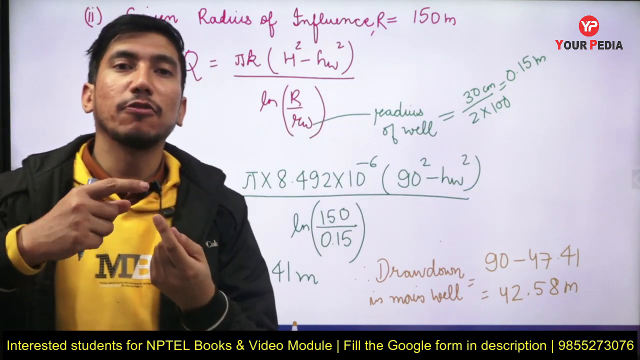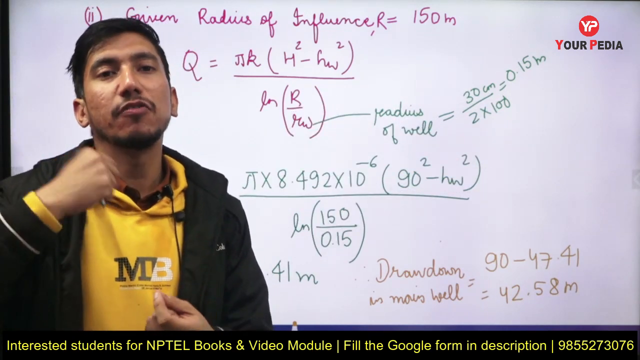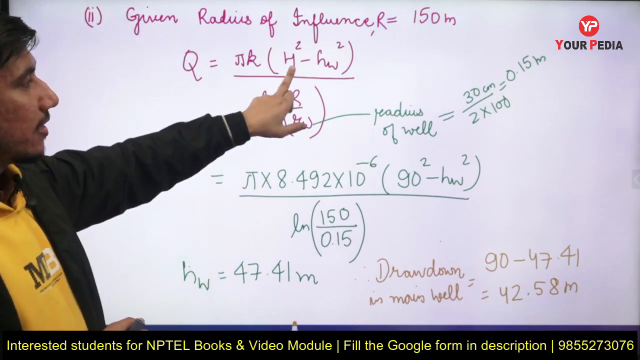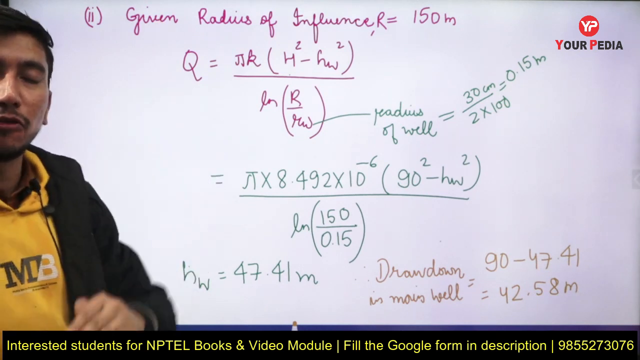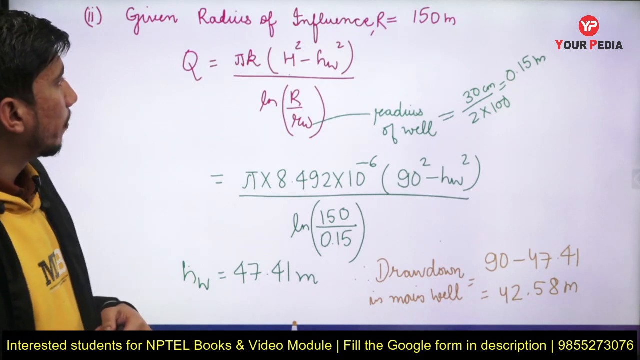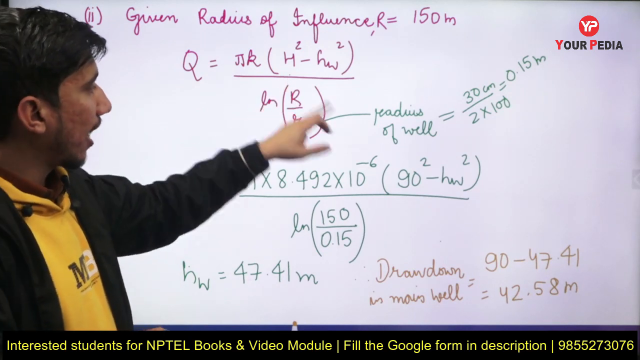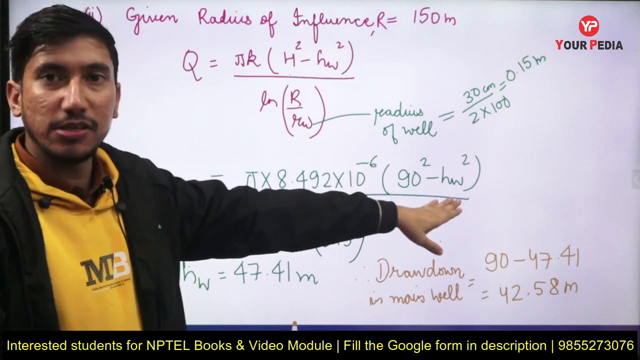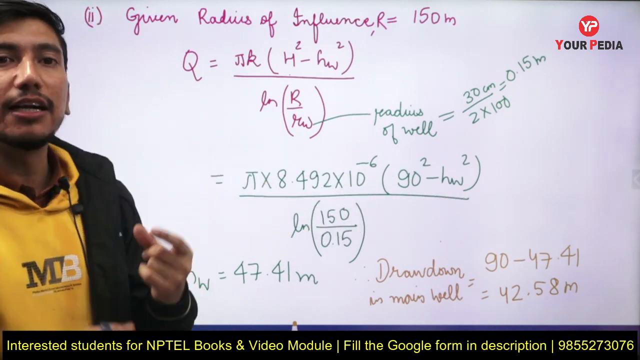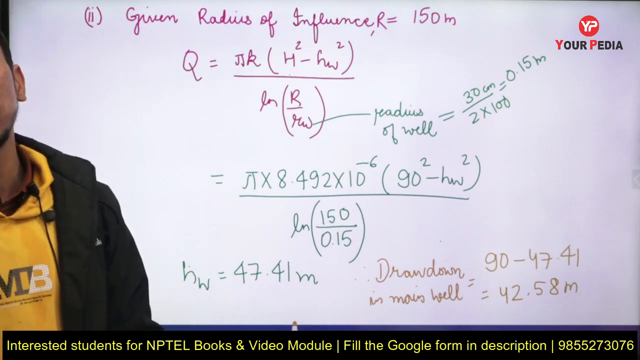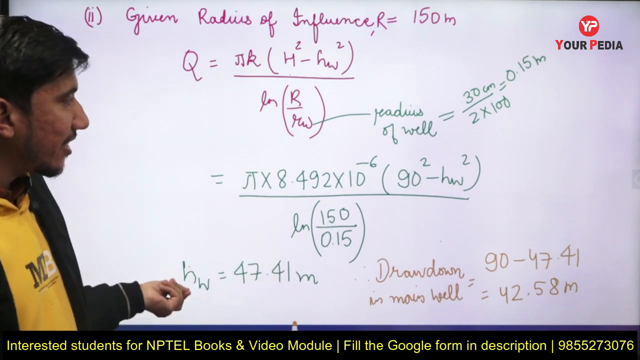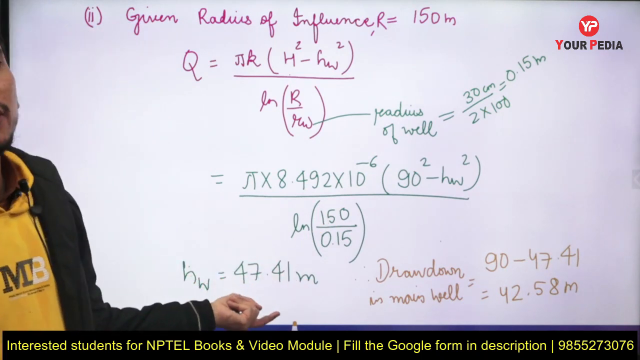Okay, this is the radius of the cone of depression. Radius of influence is the cone of depression, and then h is the initial height of the groundwater table from the base of the aquifer, and HW is the final height. Okay. So by putting the values, h as 90 meters and HW, I'm just putting HW only, and R value is 150 meters. The diameter of the well is 30 centimeters, so the radius of the well will come out to be 0.15 meter. So putting all these values, I get the HW value as 47.41 meter.